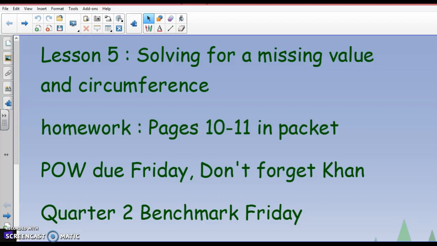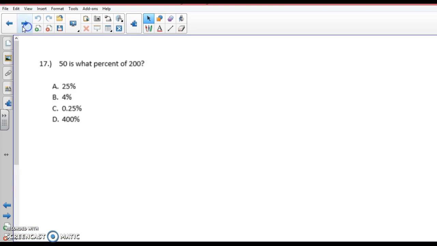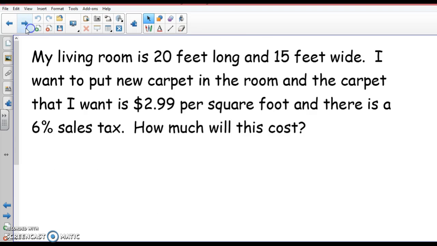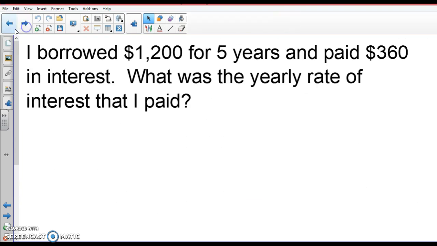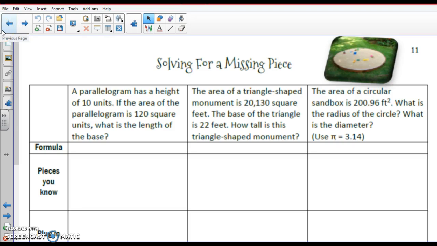And this is lesson 5 in the 2D geometry unit. We're going to solve for a missing value in an area problem, and we're going to talk about circumference. The homework that goes along with this is pages 10 and 11. All right, so let's take a look at these problems.